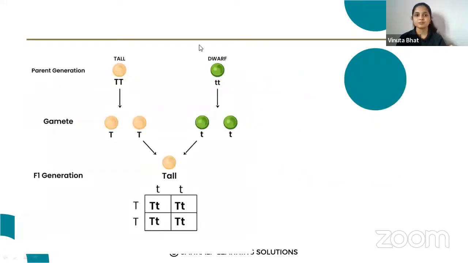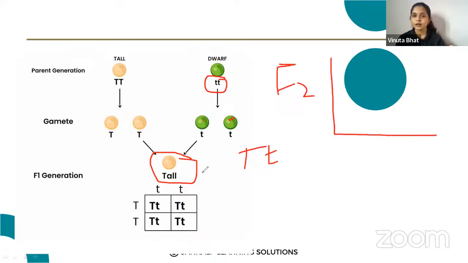Okay, so this question you should solve using the checkerboard in the monohybrid cross. You know that pure tall plants are represented as TT, and dwarf plants as small t, small t. And these are the gametes. In the F1 generation, they are tall plants, having the combination T and small t. The F2 generation you should represent in the checkerboard. How will we represent it? So these are the gametes. Sorry, this is the F1 generation.